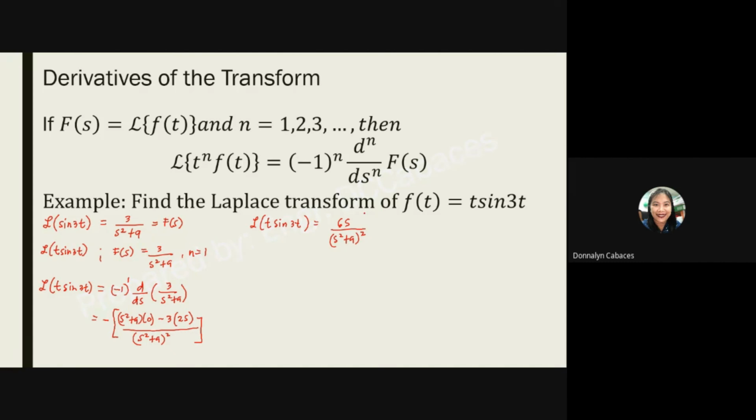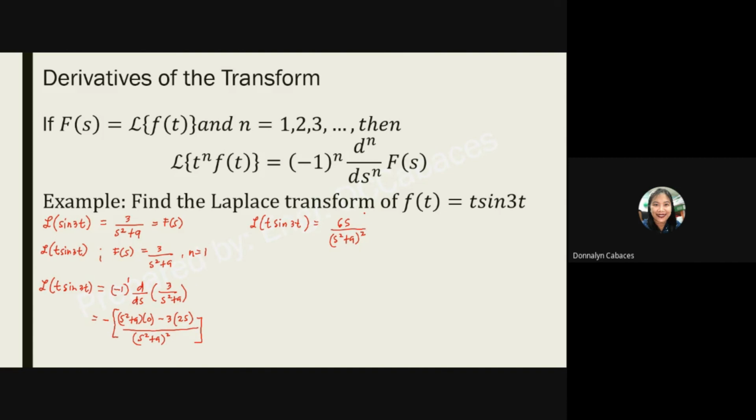So depending on the value of n, if you have t squared, then you still need to take the second derivative. But do not forget the negative 1 to the n. Because if you have an odd number n, then you have to multiply it with negative 1. It's okay if n is even, I mean, you will just result to positive 1. But if n is odd, then you have to multiply it with negative 1.